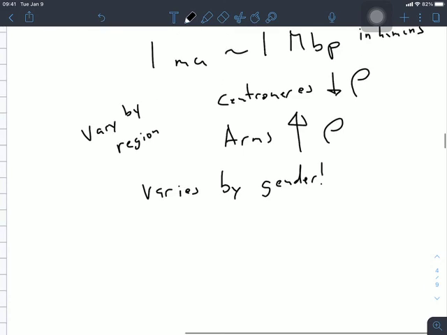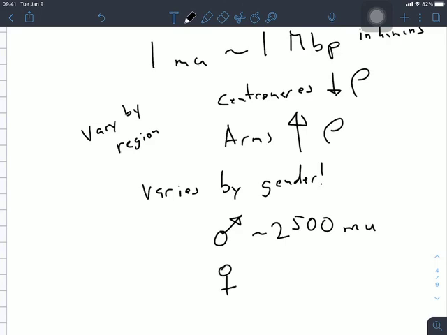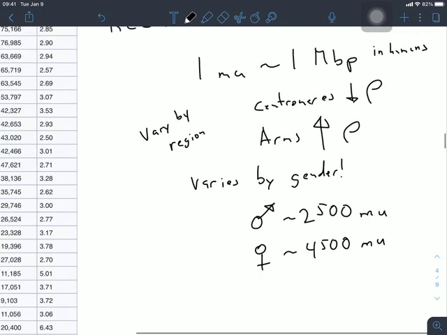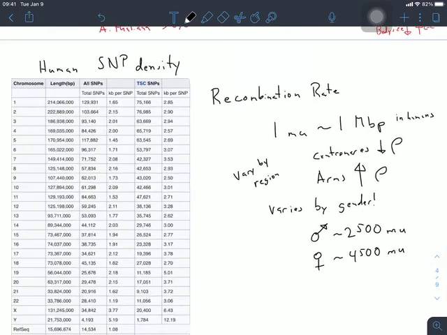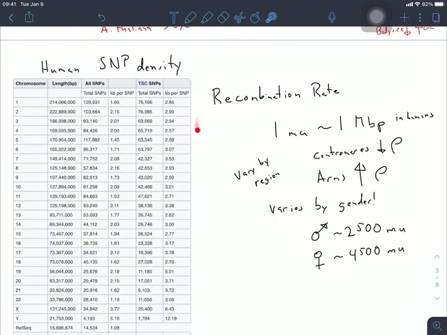When looking across the human genome, we see that males have a genome that's approximately 2,500 map units big, and females have a genome that's approximately 4,500 map units big. Meaning that there's more recombination on average in females than there are in males. Kind of interesting, right?